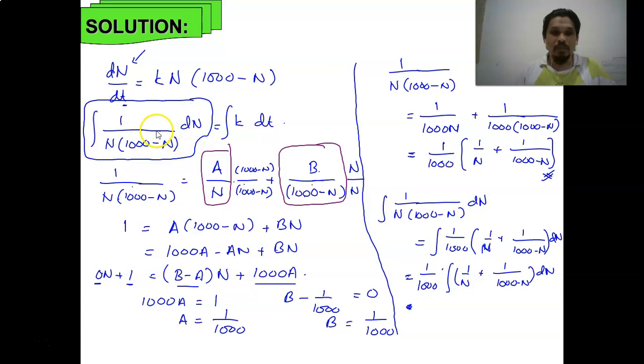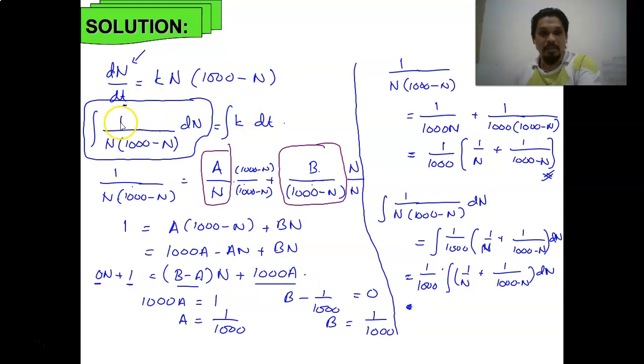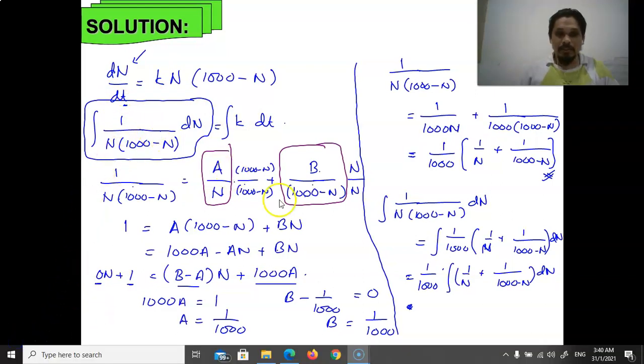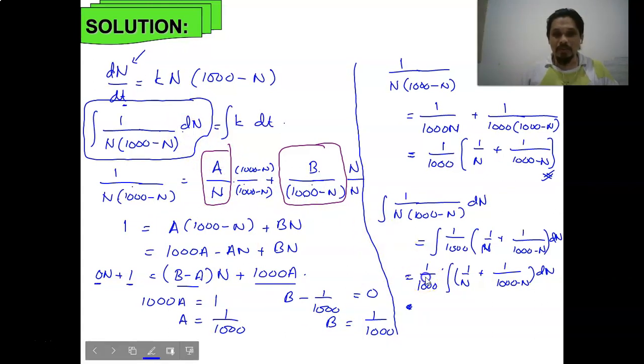And don't forget that we compare this equal to k dt. Okay, it is 1. So we already found that we call this 1 over n times 1000 minus n in the form of partial fractions. We already found that a and b, and we write down this in this form here.